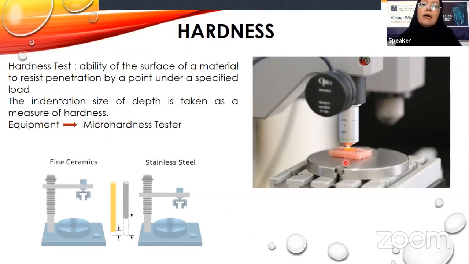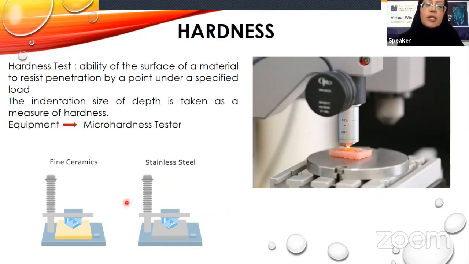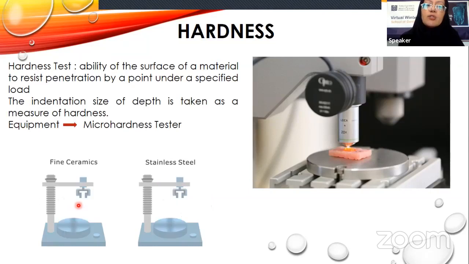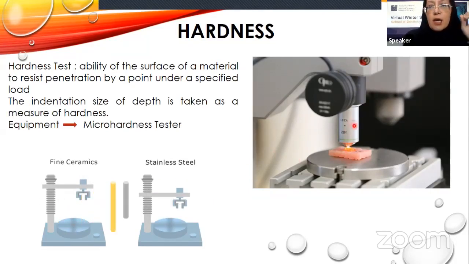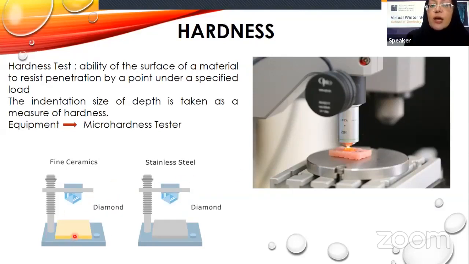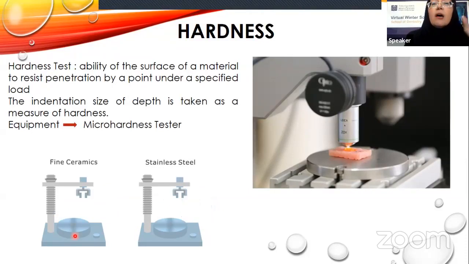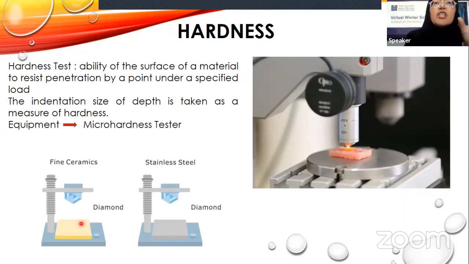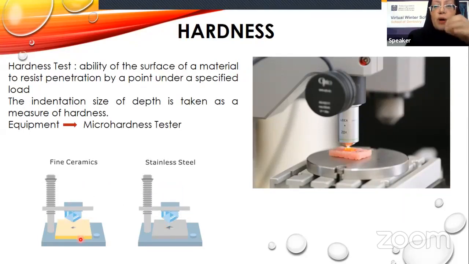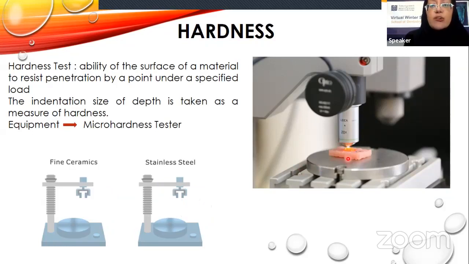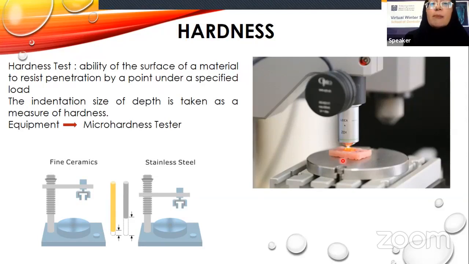In the Vickers hardness machine, the shape of the indenter is diamond shaped. We apply the indenter on the surface of the material. According to the hardness of the material, we can produce different diamond shapes with different dimensions. We measure the dimensions of the diamond produced on the surface of the material, and in this way, we can measure the hardness of the material.